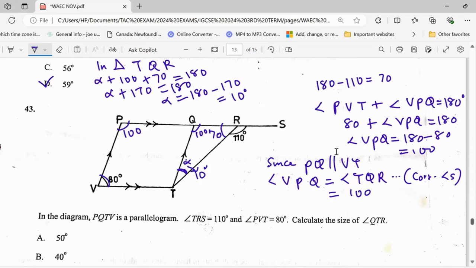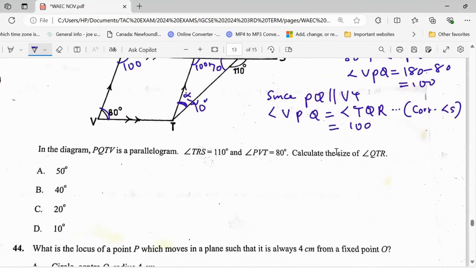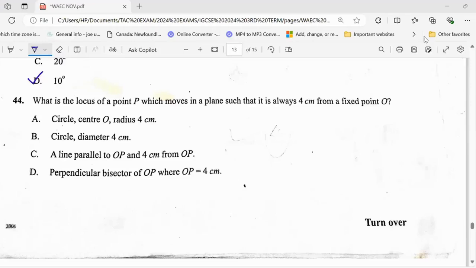And if we check the options, we can see that option D is the correct option. So we mark that and we'll proceed to the next question.